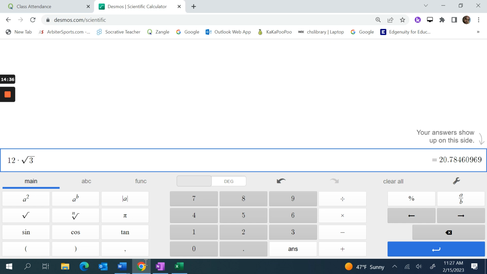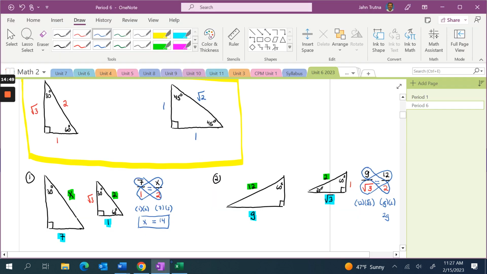You should get that. Now, I'm obviously not going to write that entire decimal down. I'm just going to round it to the tenth. So the 7, I'm going to round, so this is going to round to 20.8. Okay, so 12 multiplied with square root of 3 is equal to 20.8.